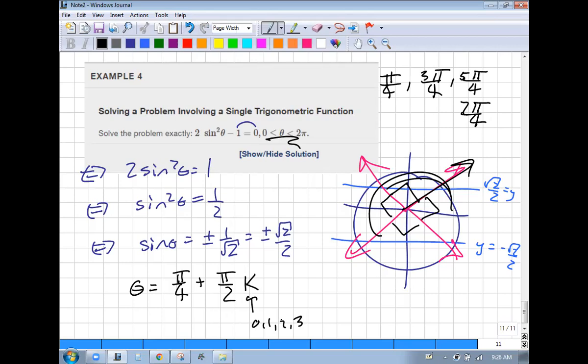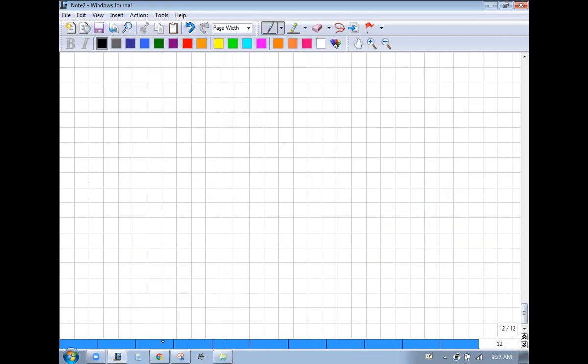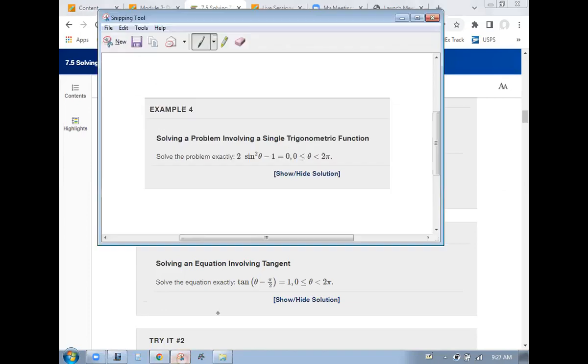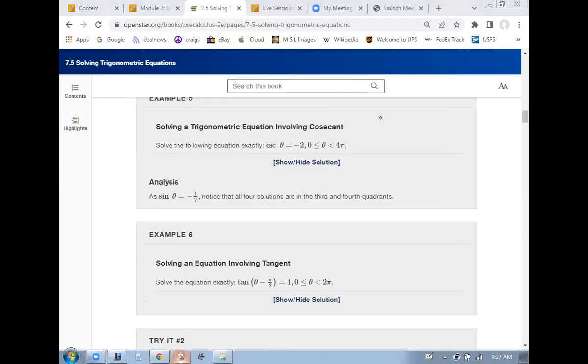Because you're taking pi over 4 and either adding no multiples of pi over 2, 1 multiple of pi over 2, or 2 multiples of pi over 2, and so on. Okay. So again, these are the easy ones. Here's some more easy ones.